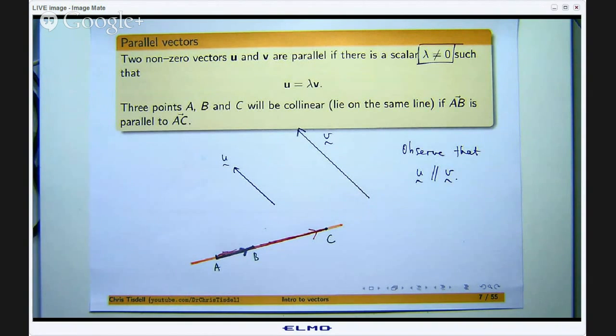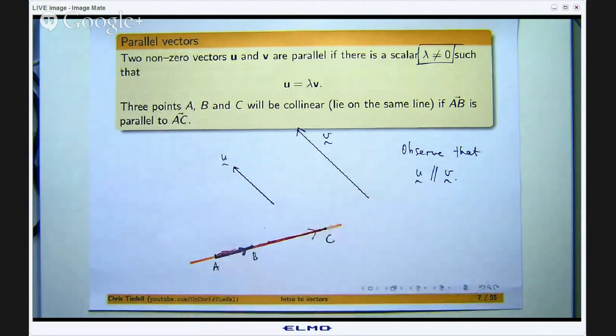And the important thing with this is that the vectors need to have some sort of point in common. Here they've got the point A in common. You could have the point B in common too.